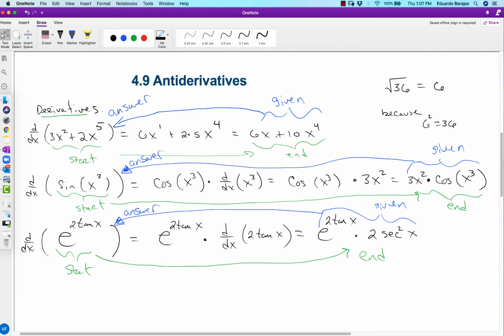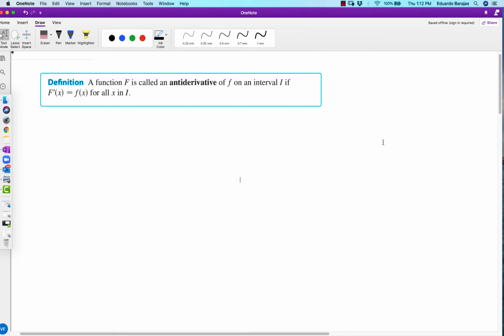Okay, let's try building up to some patterns with some very easy ones first, and then we'll build up to some harder ones. Okay, so here is our formal definition of an antiderivative. A function capital F is called an antiderivative of lowercase f on an interval I if the first derivative of capital F is equal to f of x for all x in I.